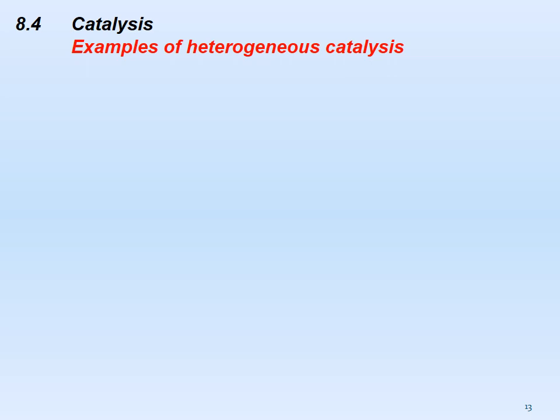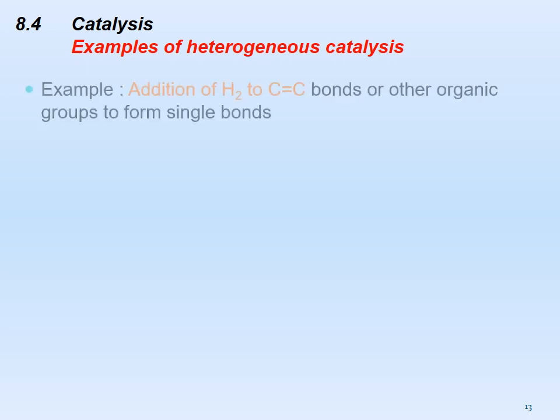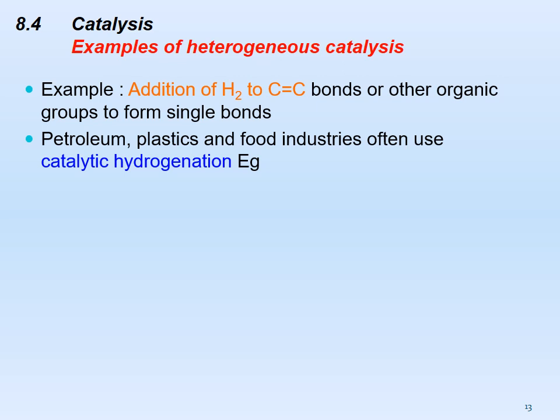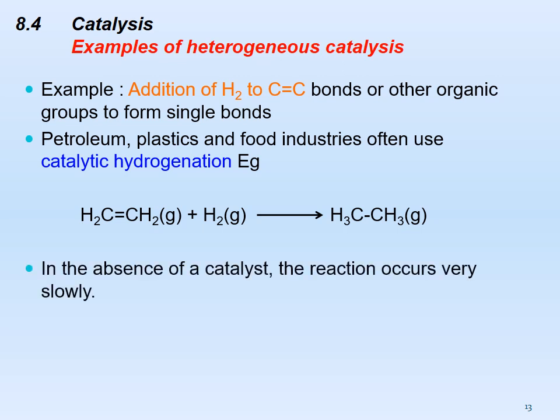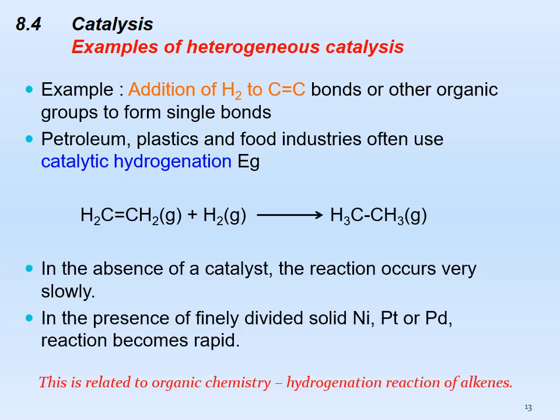Another example of heterogeneous catalysis is the addition reaction of hydrogen gas to carbon-carbon double bonds or carbon-oxygen double bonds to form single bonds. Petroleum, plastics, and food industries frequently use catalytic hydrogenation. The conversion of ethene gas and hydrogen gas to ethane gas is slow without a catalyst. But in the presence of finely divided solid nickel, platinum, or palladium, the reaction speeds up.